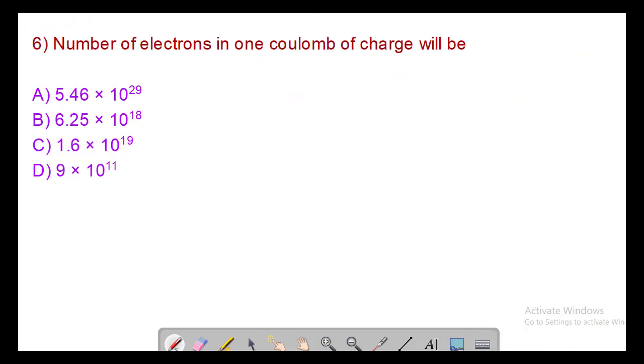Next is question number 6. Number of electrons in 1 coulomb of charge will be. So now let us take one electron. The charge on one electron e is given as 1.6 into 10 raised to minus 19 coulomb. This is the charge on one electron.